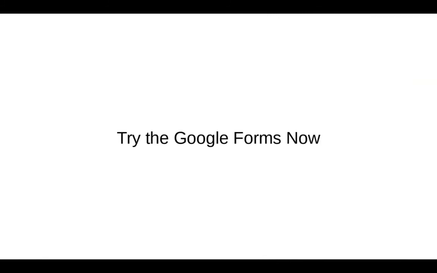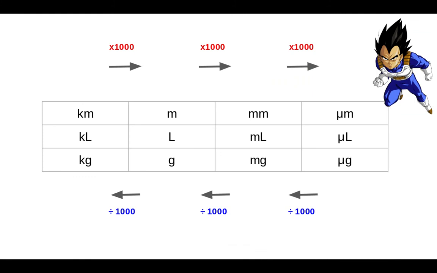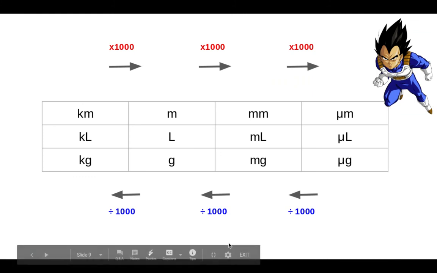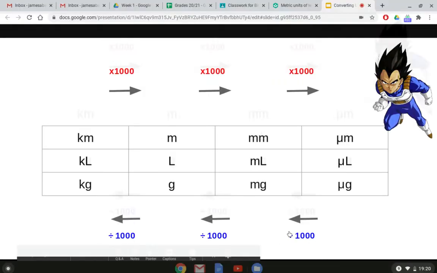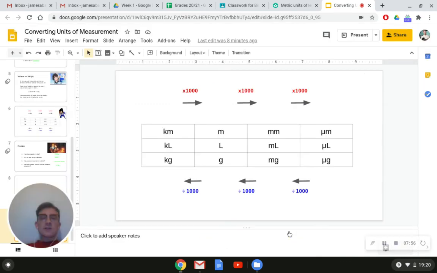So on Google Classroom, there's a Google Forms that I want you to try. Just a few questions there. Please don't guess. Take a bit of time. Use this table to help you calculate each one, okay? I'll be online for the rest of the class. So if you have any questions, let me know, and I look forward to seeing your answers.